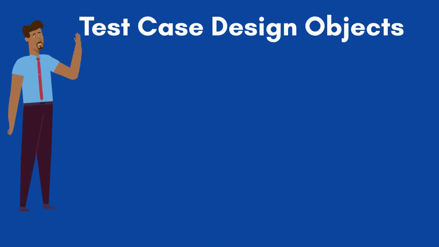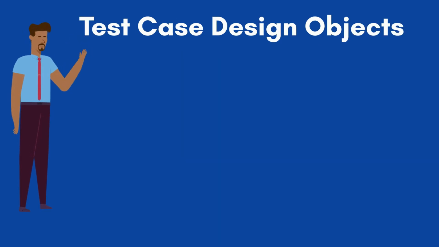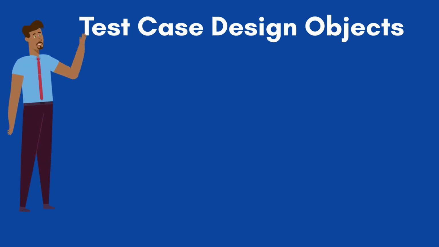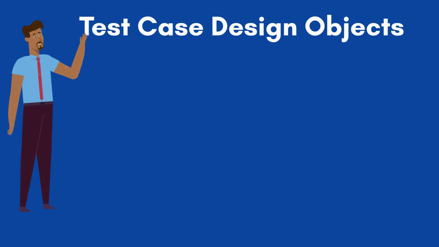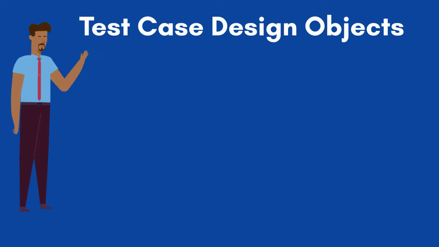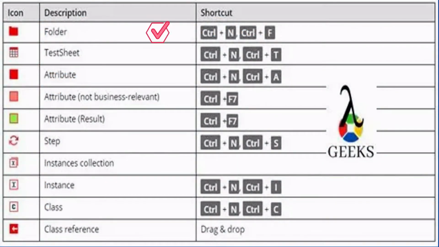Before starting TCD implementation, we need to be familiar with some TCD objects which are mostly used in TCD. I am explaining them one by one. Folder. The test case design folder is used to group the test sheets or classes in a logical way. Test sheet is a list of data for all possible combinations of Tosca test cases. Each data set represents one unique test case.